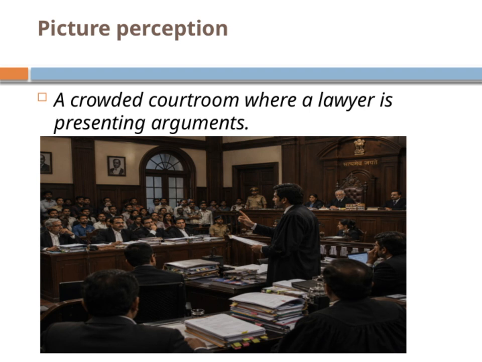This image highlights the concept of picture perception, which is crucial in understanding how we interpret visual information. When we look at a scene like this, our brains are constantly processing multiple elements: people, gestures, expressions, and even the setting itself. It's important to recognize that what we perceive visually can be influenced by various factors, including our prior knowledge, biases, and expectations.